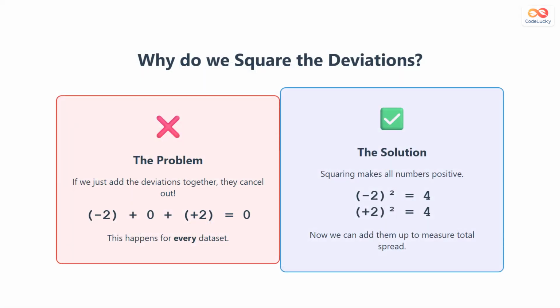Here is the problem. If we just add up these distances to get a total spread, the negatives cancel out the positives. -2 plus 0 plus 2 equals 0. This happens with every data set. The total deviation from the mean is always 0, which is not useful for measuring spread. We need a way to make all these numbers positive.